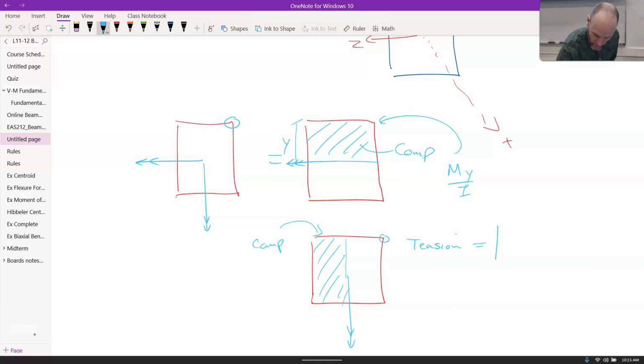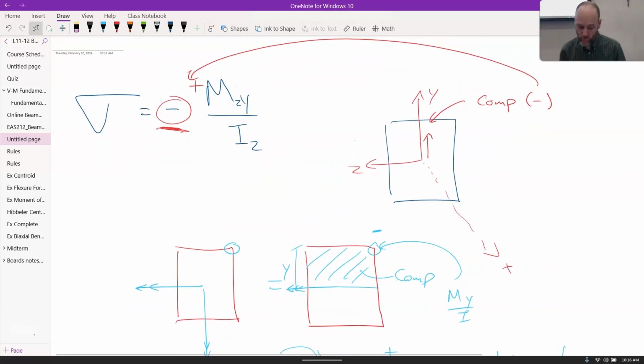The magnitude of it is going to be my MYZ over IY component. And so then if I have these two cases, I'm looking in that corner, I've got a negative stress from compression and a positive stress for tension. That way. So that's kind of my general practice that I use, just because coordinate systems change, and that's just using the basic MY over I concept.